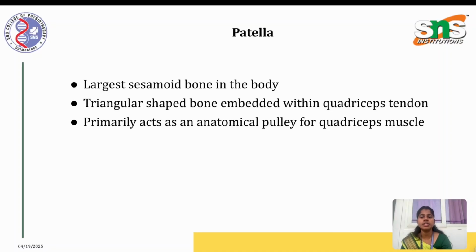So what is the patella? The patella is nothing but the largest sesamoid bone in the body. It is a triangular-shaped bone embedded within the quadriceps tendon, and it primarily acts as an anatomical pulley for the quadriceps muscle.